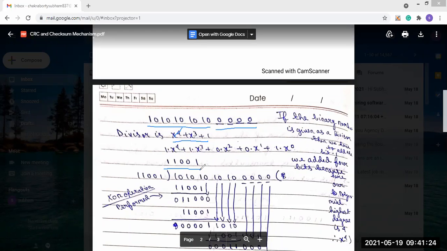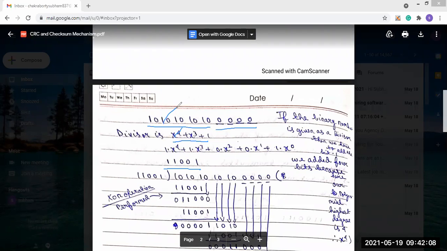So if a polynomial is given, you only have to take the coefficients and directly convert them into the binary number. It may be that the message is also given as a polynomial. Then you convert this polynomial into binary form too, because if you don't convert it into binary form, you cannot perform the operations.